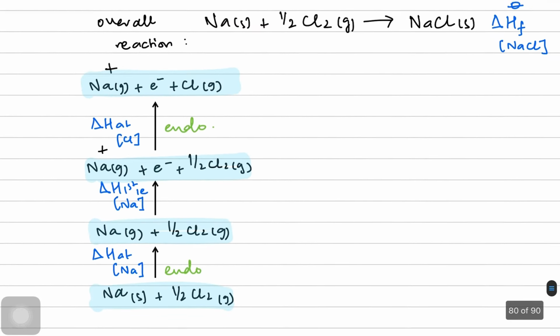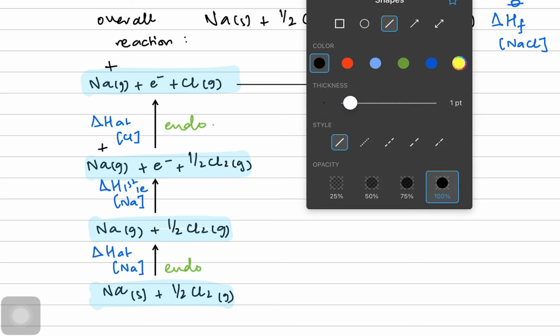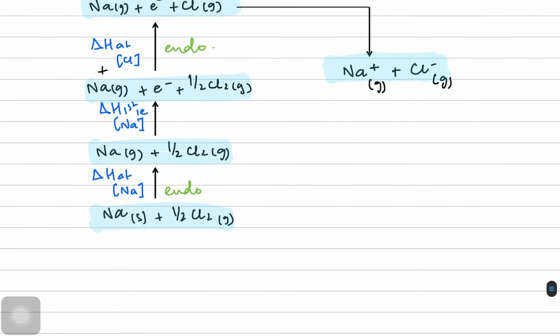So for electron affinity, we will make the arrow move downwards. It will look something like this. Now sodium positive is still there. The electron is no more there because it's gained by chlorine atoms to make chloride ions. Now you can see we are ready with sodium ions and chloride ions. What should be the last step? The last step is making a lattice, which is immensely exothermic.